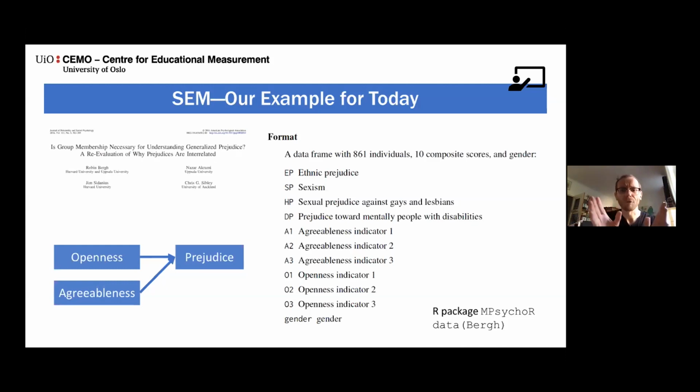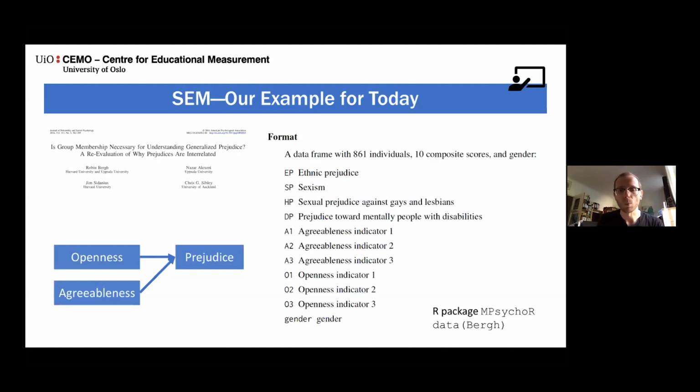Now, there are four variables, the first four: ethnic prejudice, sexism, sexual prejudice against gays and lesbians, prejudice toward mentally and physically disabled people. So those are the variables, the composite scores they used to assess different forms of prejudice. Those are the four indicators they used to represent prejudice.